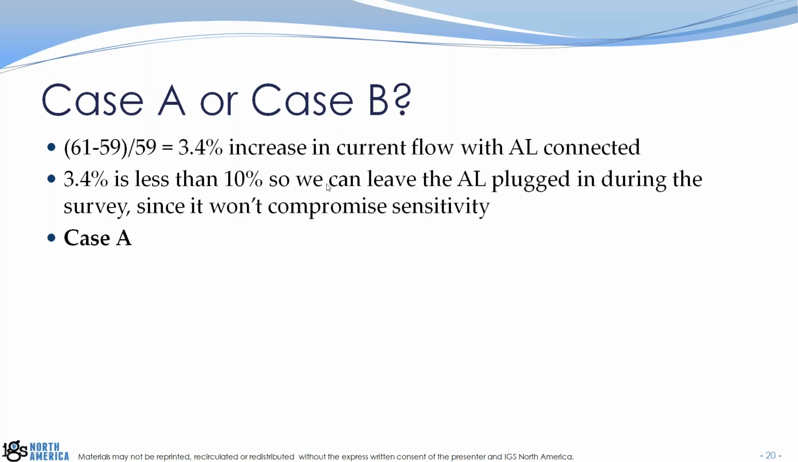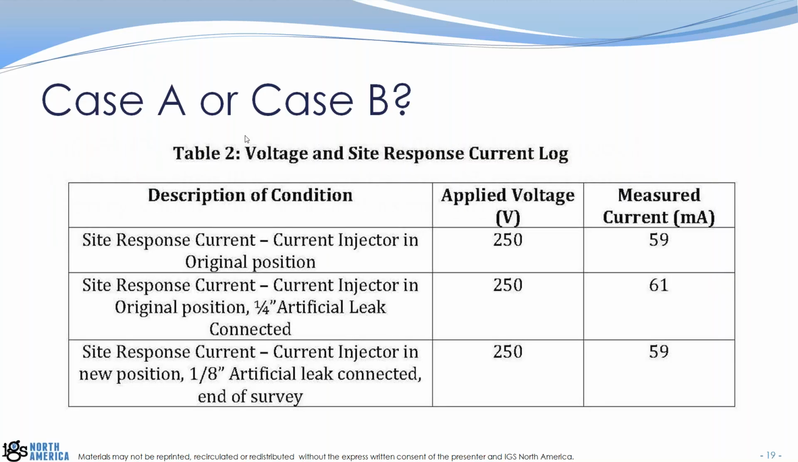It's less than 10%, so that means we can leave the artificial leak plugged in during the survey, and that's case A. In fact, let me go back up to that site response current log. This is a site where I knew I was allowed to leave it in, but I didn't want to leave the quarter inch. It's a pretty big hole, so I actually left the eighth of an inch artificial leak in, and it actually drew less current than the quarter inch.